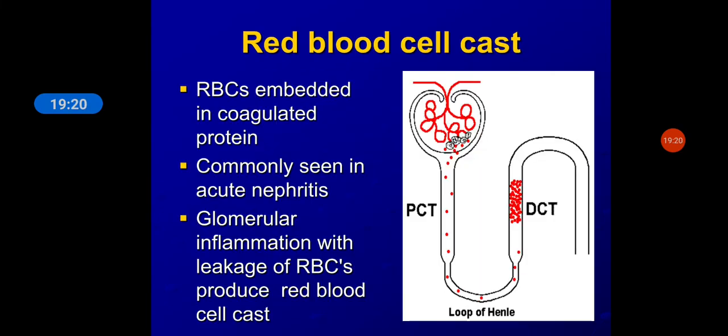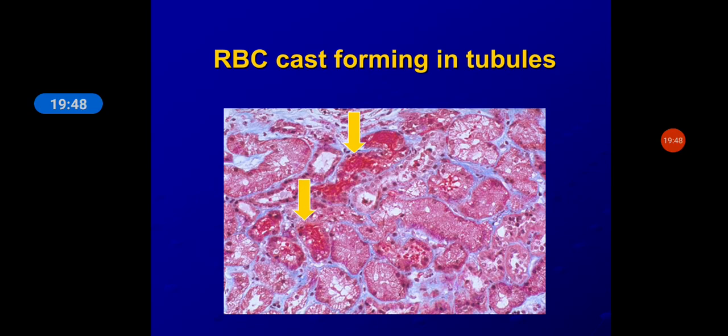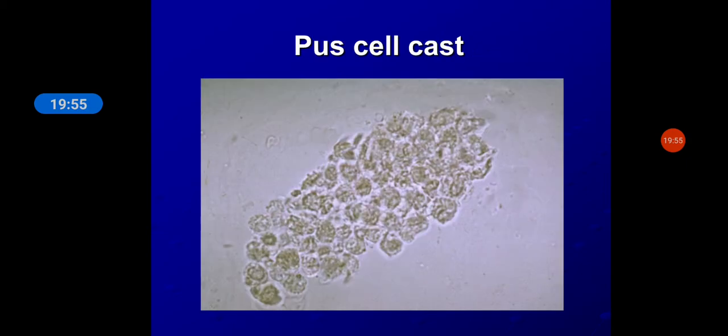So RBC cast, you have to remember the nephron, right? RBCs usually get embedded within the proteins. And it is commonly seen in, as I told you, acute glomerulonephritis. When there is glomerular inflammation, what happens? There is leakage of RBCs, and thus they will form RBC casts. So these are your RBC casts. Can you appreciate that? Because it has to go through the tubules, it takes that particular shape.